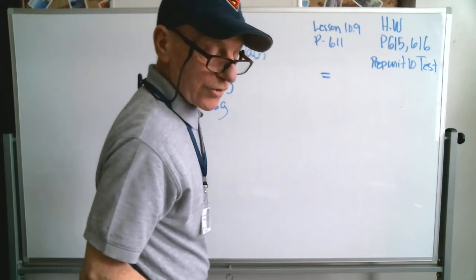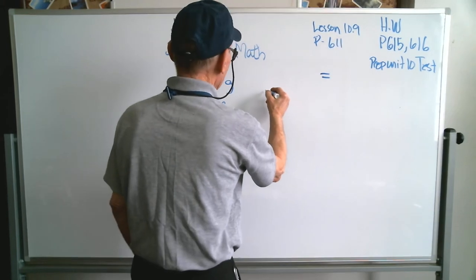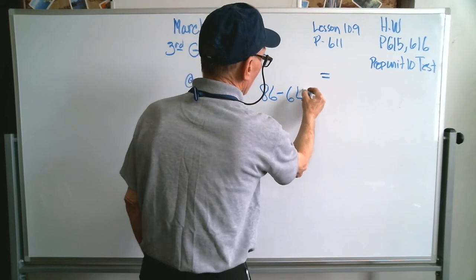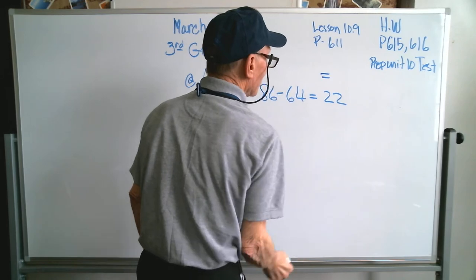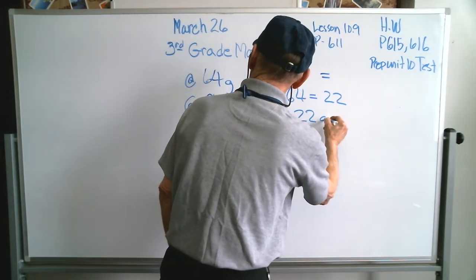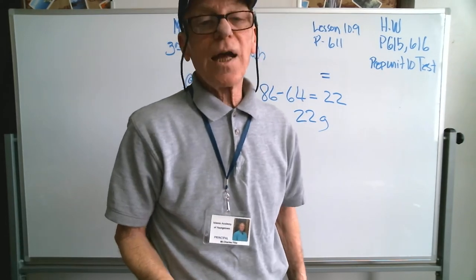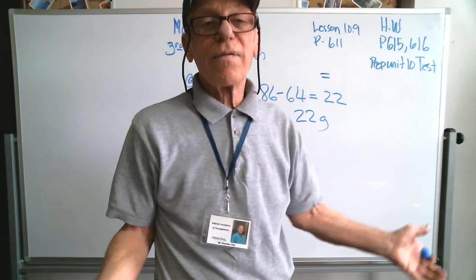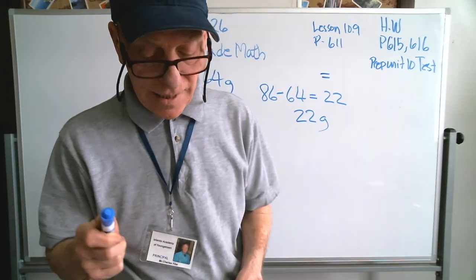How many more grams of oranges, which is 86? So now you're going to write your algebraic equation here. And it's going to look like this: 86 minus the 64 will equal 22. And don't forget, in your answer, be sure and label it so that we know it's 22 grams and not 22 tons or 22 boa constrictors or 22 whatever. Label your answers correctly and your teacher will not take any points off.